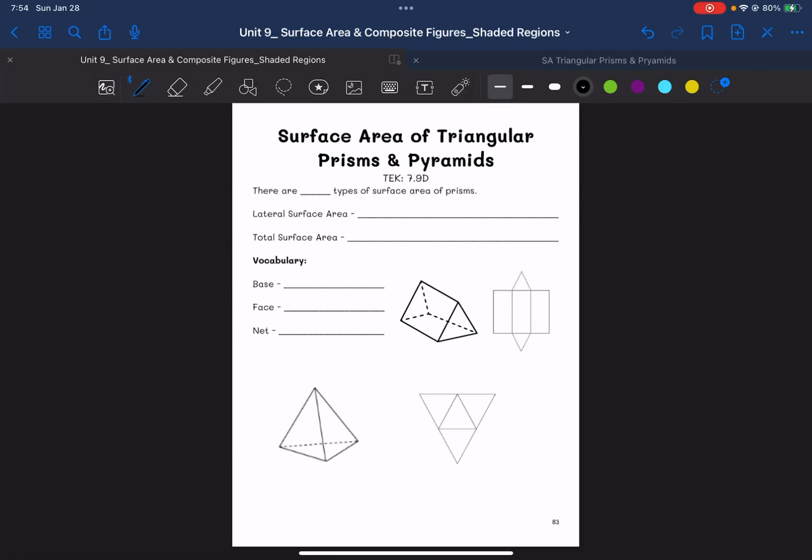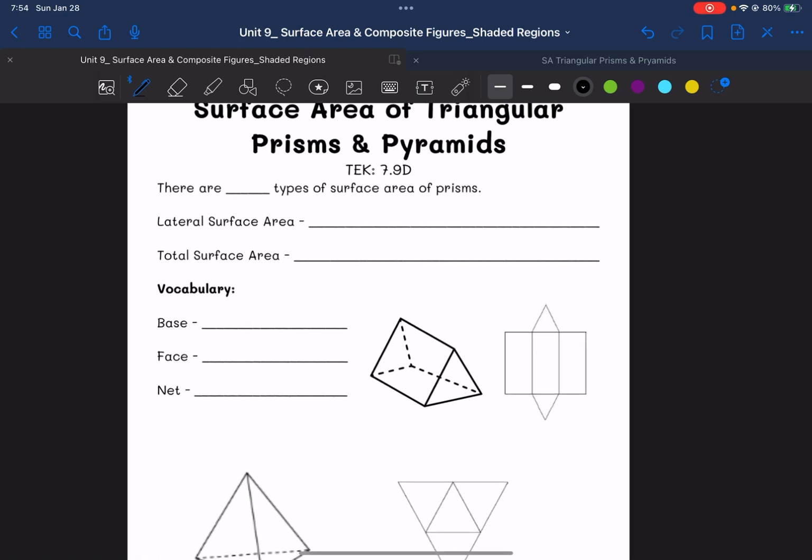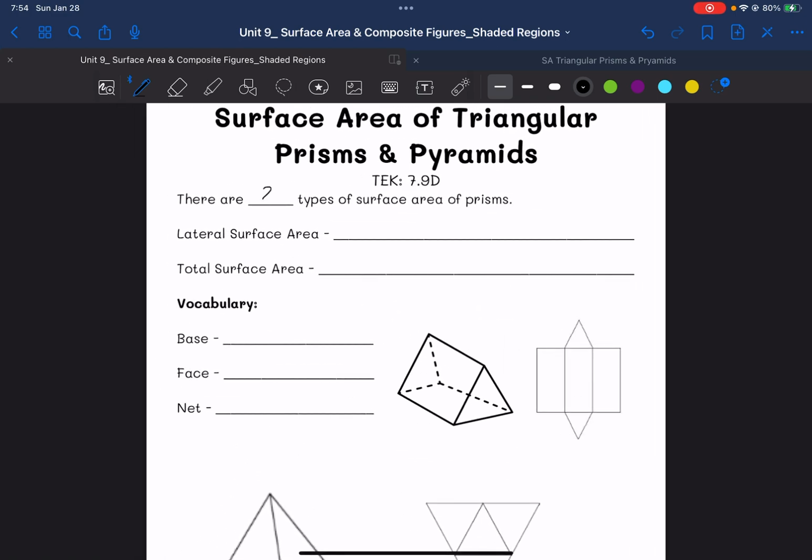Alright friends, so today we're going over surface area of triangular prisms and pyramids. I'm going to try to get through this page quickly so that we can do the other page that is practicing. There are two types of surface area for prisms and pyramids, okay?